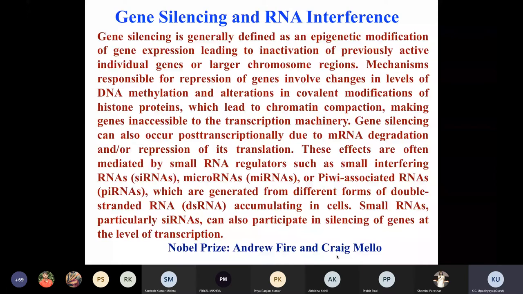Earlier, when you wanted to do silencing, you used antisense RNA. You have an RNA transcript, and if you make an antisense, it forms a double strand and that gene gets silenced. But here it was shown in viruses that we have double-stranded RNA. That was conclusively shown in C. elegans by Andrew Fire and Craig Mello, who published very classic papers in C. elegans showing that gene silencing occurs post-transcriptionally, by messenger RNA degradation. This is because the double-stranded RNA causes the silencing.